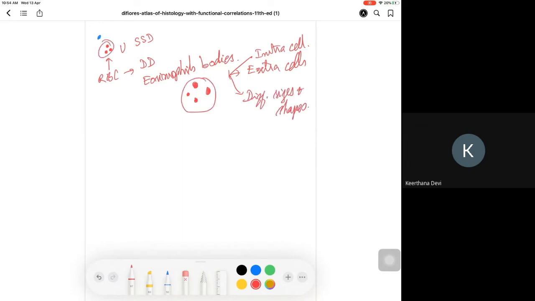That is about RBC. Coming to WBC, so we will first finish the granulocytes. So neutrophil, that will be a large cell, and they will have more than 3 lobes, and they are connected with chromatin bars. This is neutrophil, and the granules will be neutral.